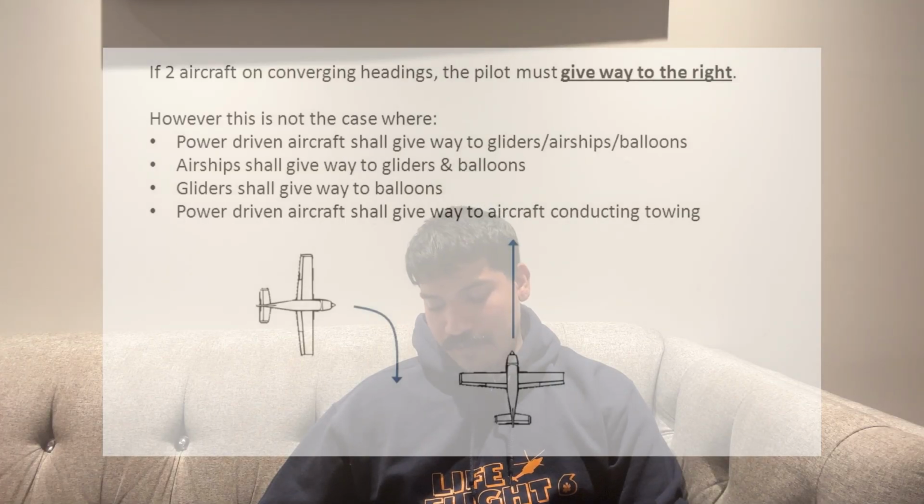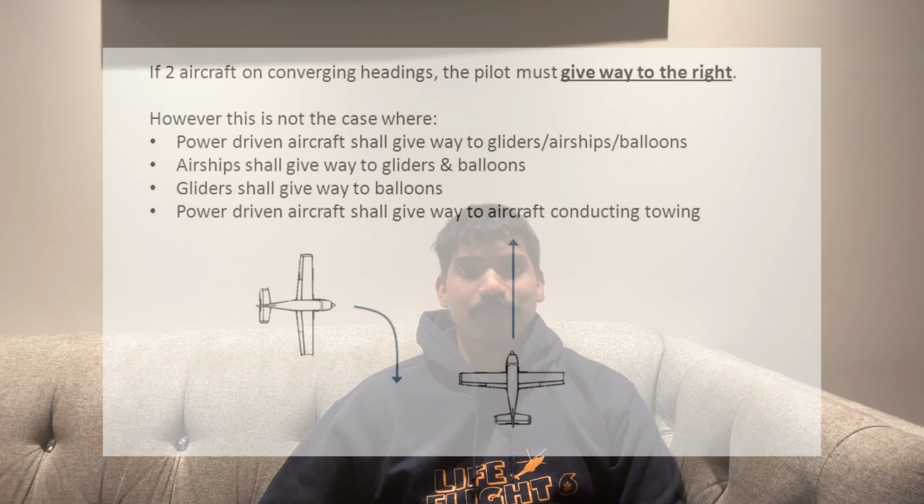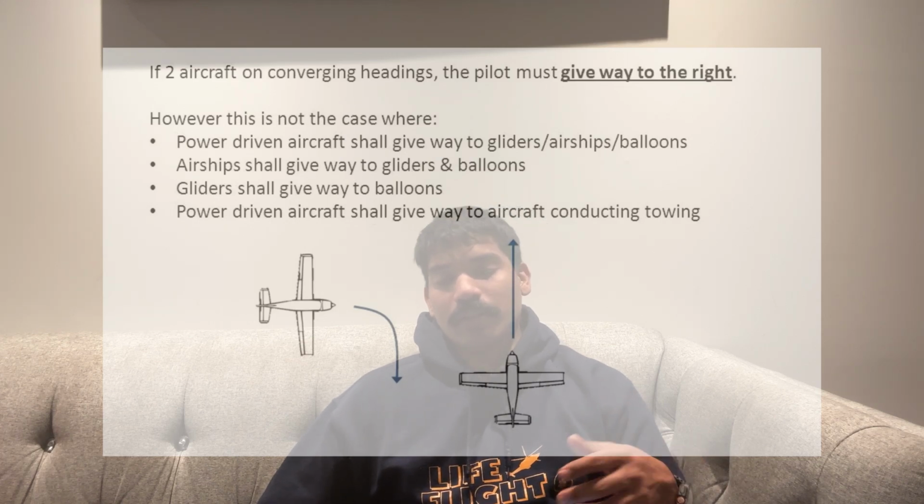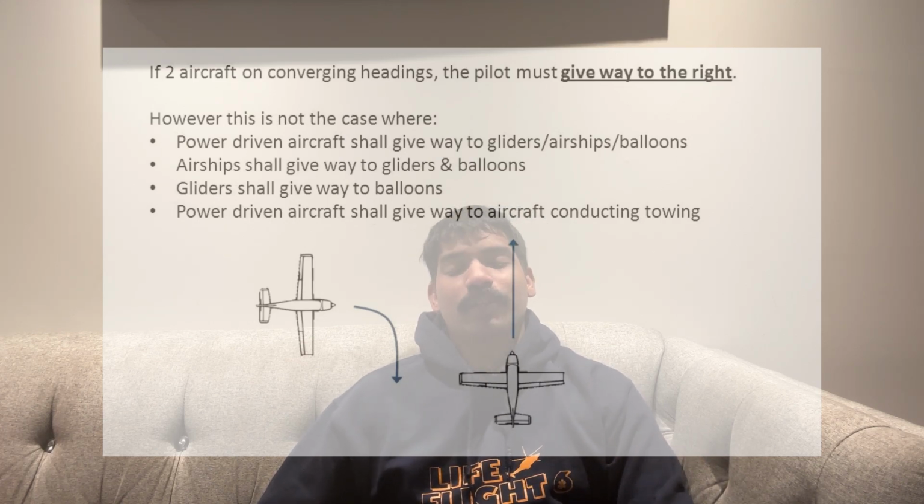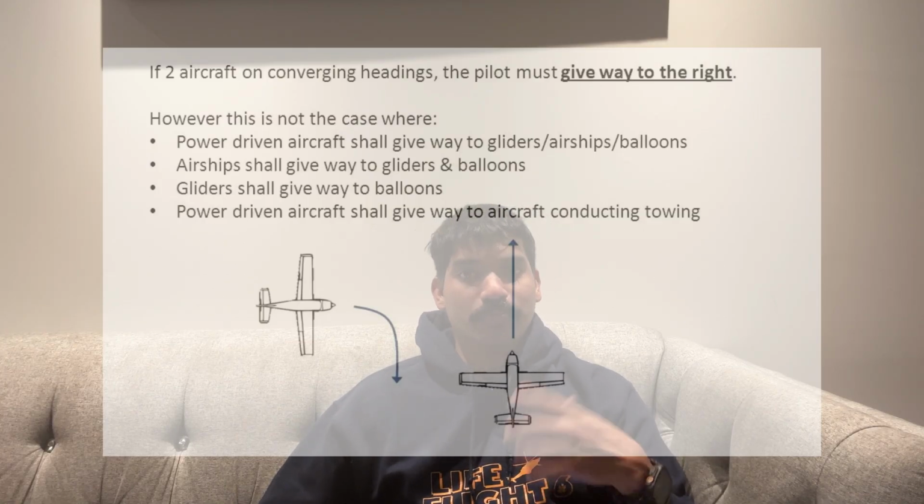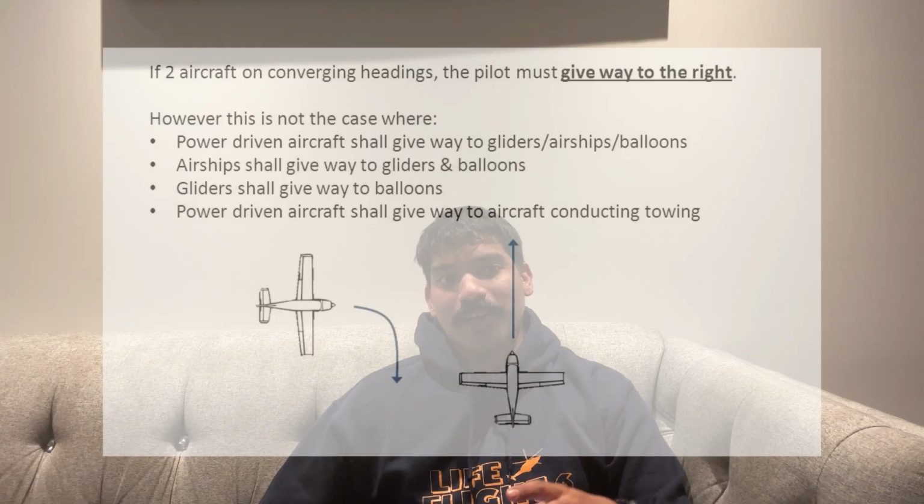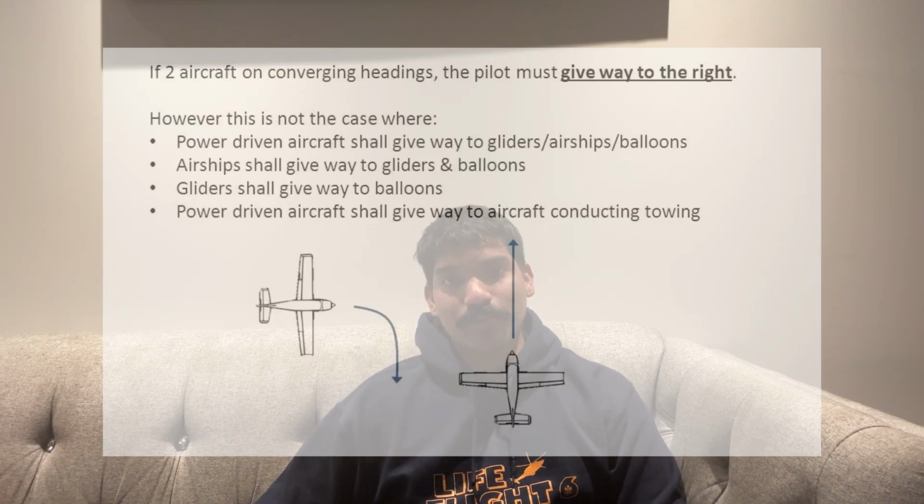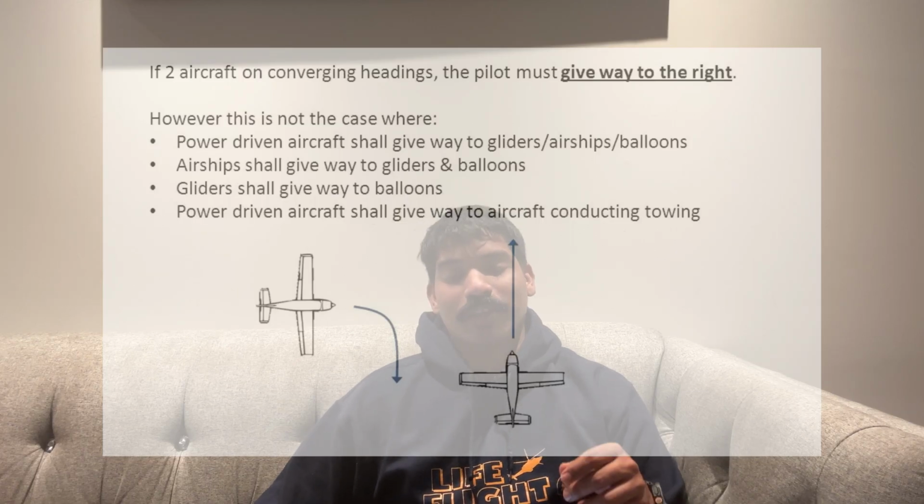Power driven aircraft shall give way to aircraft which are seen to be towing other aircraft or objects. So an airplane or a helicopter will give way to another aircraft which is towing another aircraft or object. You can see this in the case of gliders, and in many cases you can also see banner flying. Many airplanes fly around with banners. Even that has the right of way over any other aircraft.